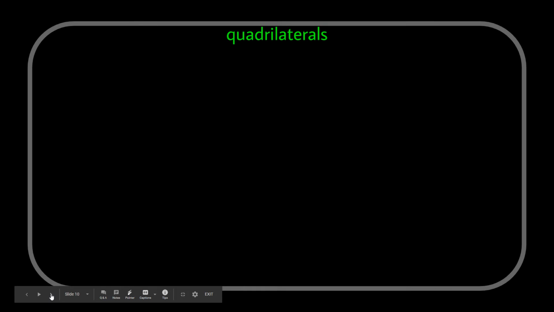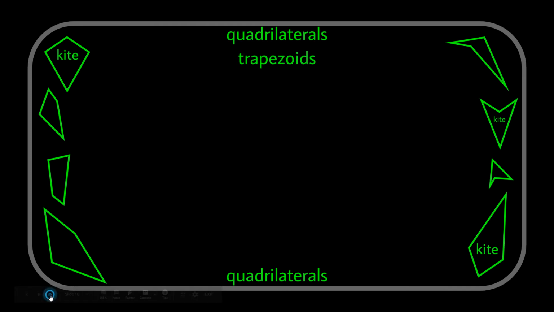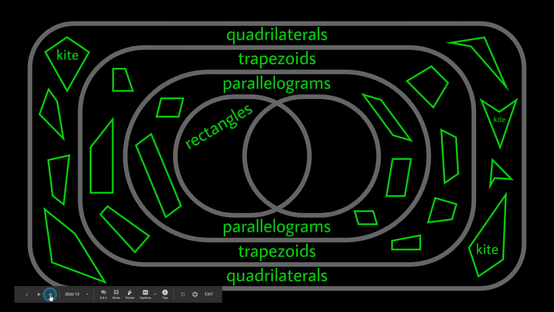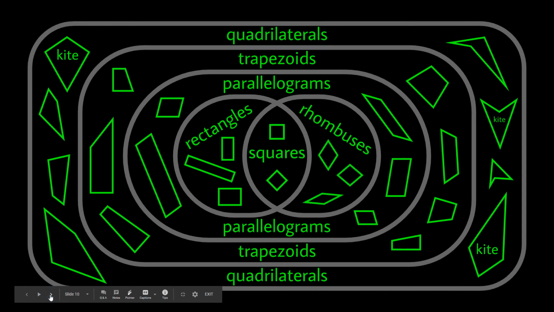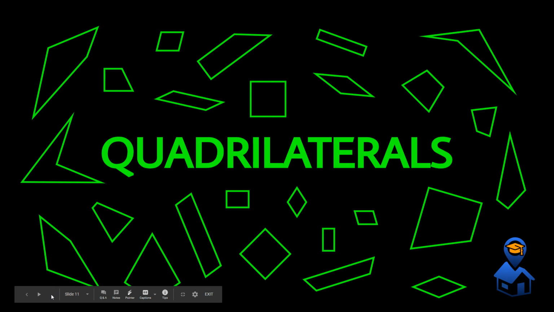So here's a review. Quadrilaterals are any four-sided shape. Some of those four-sided shapes have different names, like kites, or trapezoids, or parallelograms, or rectangles, or squares, or rhombuses. And we'll learn why those different names have those names later on. That was a review of what the names of quadrilaterals are, and hopefully in the future you'll be able to point to any one of these items here and name it.